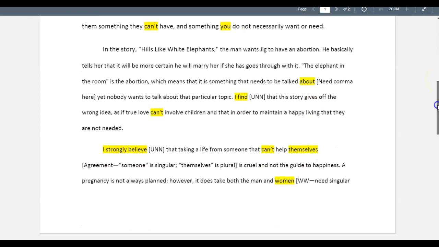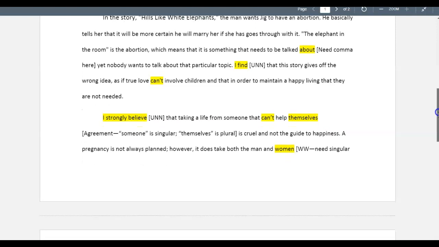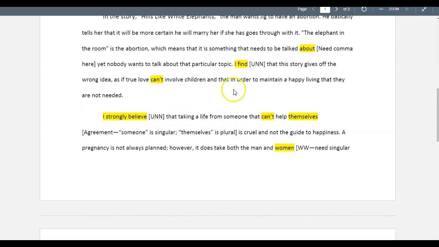And I go through and I make some points and views. For instance, "I strongly believe." You're the one writing the essay. You don't have to tell us that. We assume that taking life from someone that cannot help themselves is cruel and not the guide to happiness. That statement, starting from here down to here, is all that's needed. We don't need the "I strongly believe." We know these are the writer's views.